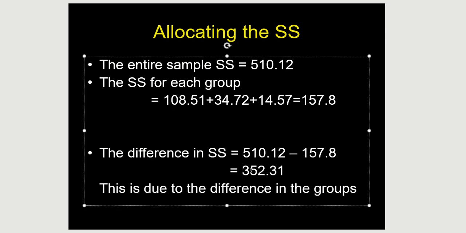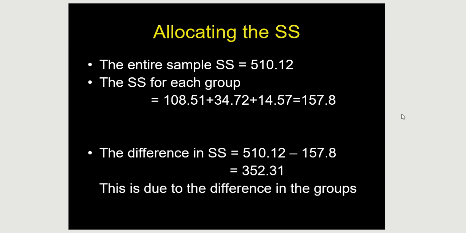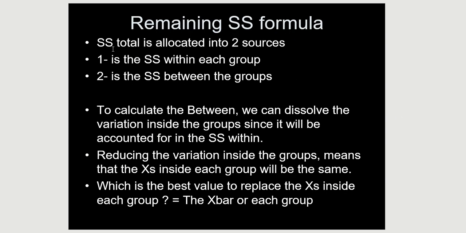The rest, which is 352.32, is due to the differences in the group, or what we say between the group, as I mentioned in the introduction. Okay, so now I have the total sum of square that is split between and within. So the sum of square total is allocated into two sources: the sum of square within the groups and the sum of square between the groups.